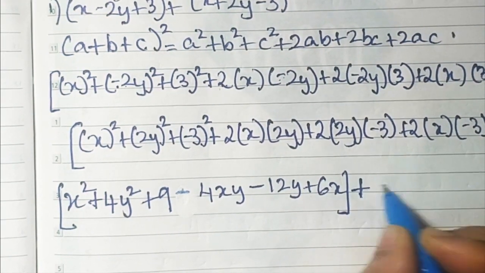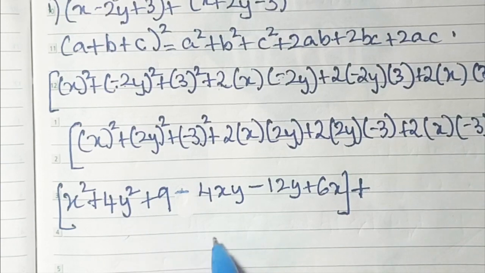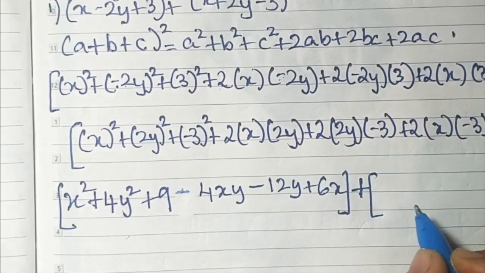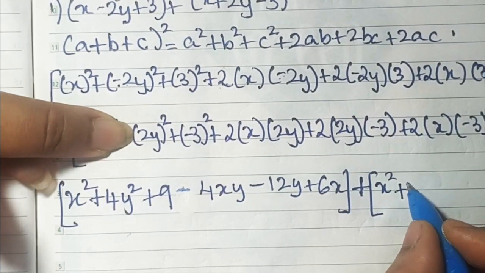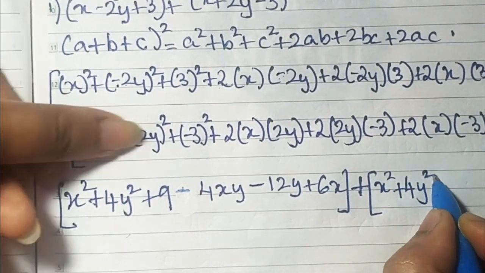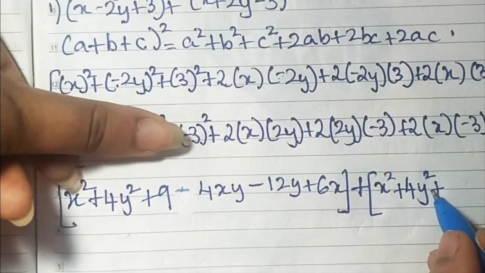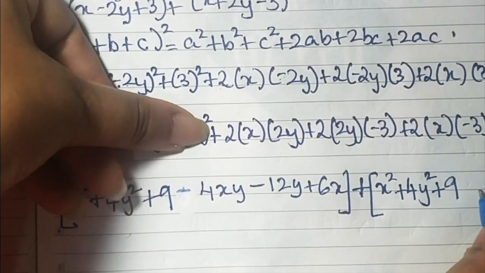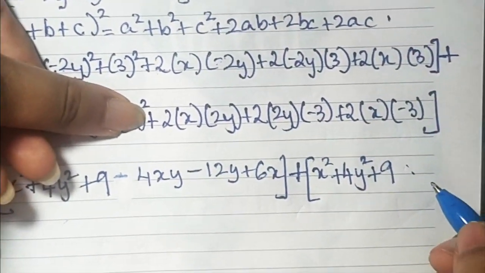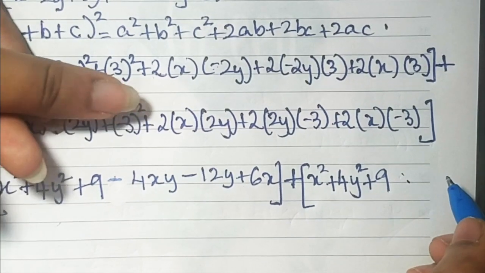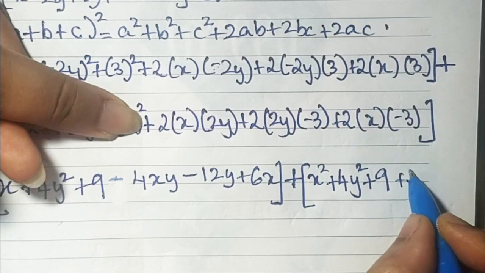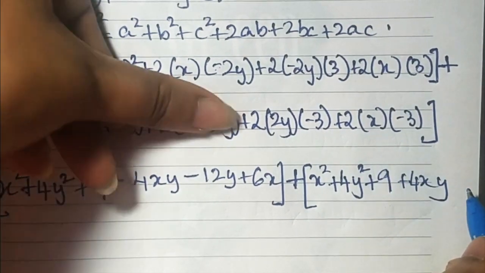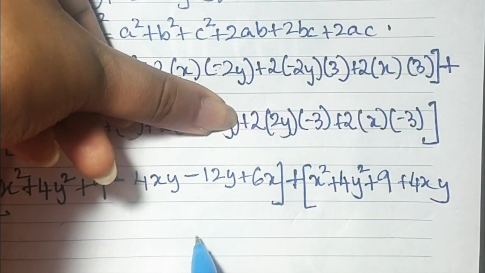Now plus sign, and I'll do the second bracket here. x square plus 2 twos are 4, y square, plus cube of 3, 9. Okay, now after 9, 2 twos are 4, x into y, 4xy. Fine, I'll do it down now.